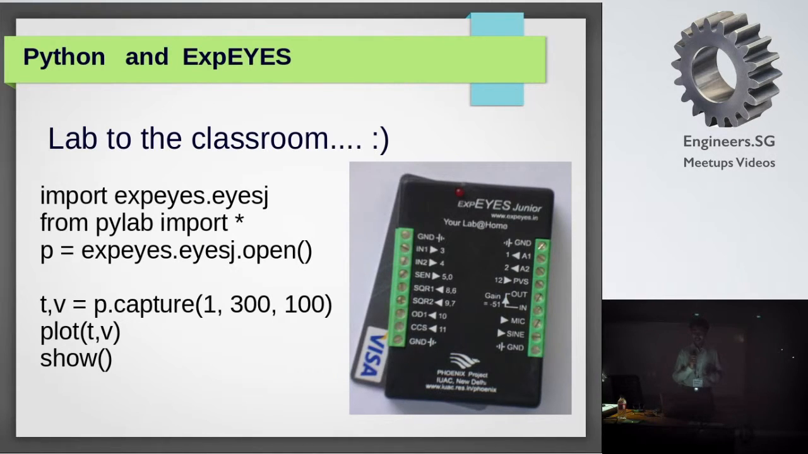So I'm actually talking about this amazing tool. It's a very simple device called ExpEYES, Experiments for Young Engineers and Scientists. And if you look at the size of that, it can easily fit into your pocket. And it's all open source. The hardware and software framework is all open source. And I can easily claim that this is the smallest and cheapest science laboratory in the world.